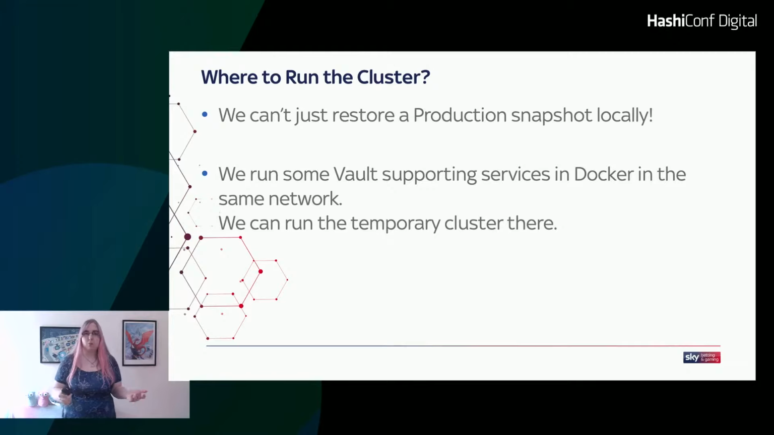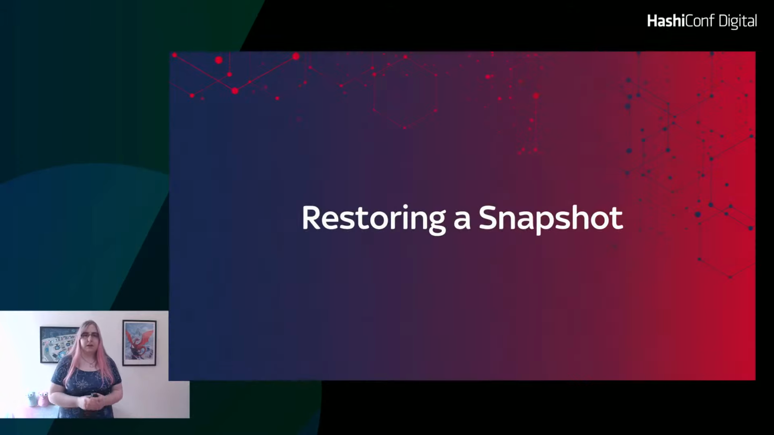And as it happens, we actually do run some supporting services for Vault, and we run those in the same network as the Vault cluster. And all of that gets run in Docker. So that was a pretty good candidate for somewhere we could run it. This would mean, however, that the users whose secret needed restoring wouldn't have access to this new temporary vault, but we could work around that. So, let's see that in action.